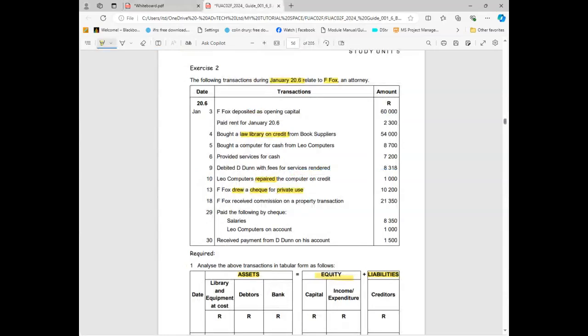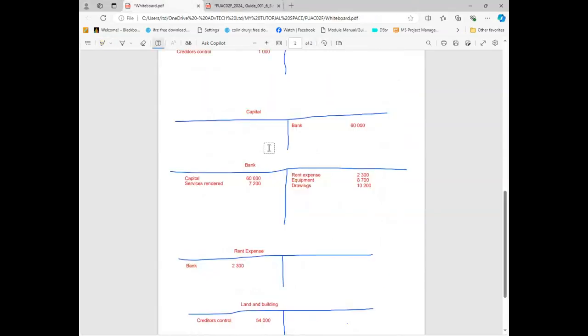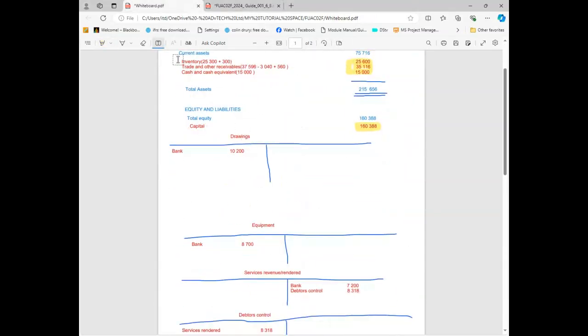On the 18th, Air Fox received commission on a property transaction. Two accounts, please. Commission income. Oh no, what would it be? Bank and commission. Perfect. So I'm gonna have another account. It's commission income, yes. Okay. Commission income. And then under which side? Okay, commission income. Must I record?